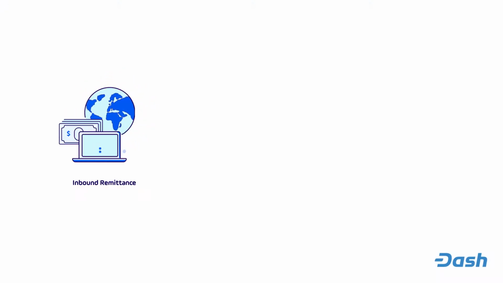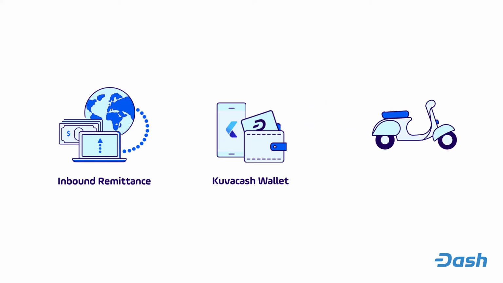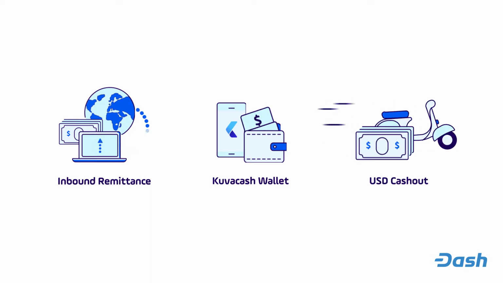We aim to pilot KuvaCash with real users on the ground in Zimbabwe this coming September, offering three key services to start. One, cheap and fast inbound remittances to charge the ecosystem with Dash. Two, the KuvaCash wallet, which supports multiple modes of peer-to-peer payments, as well as instant transfers between Dash and USD. And three, local USD cash out, enabling users to book physical USD directly from their KuvaCash wallet.